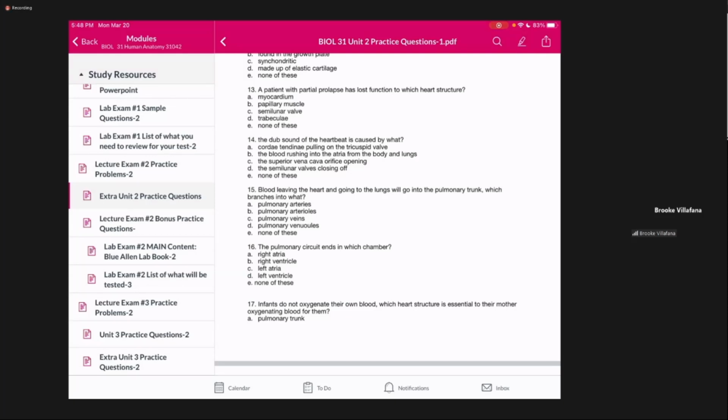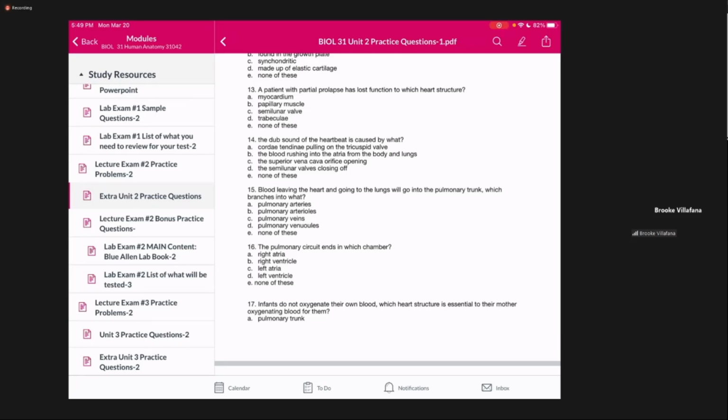Question 14, the dub sound of the heartbeat is caused by what? So we know the dub sound is going to be caused by the semilunar valves closing. The lub sound is caused by the atrioventricular valves closing. So D would be the correct option, right? D as in dog. The semilunar valves closing would be the dub sound.